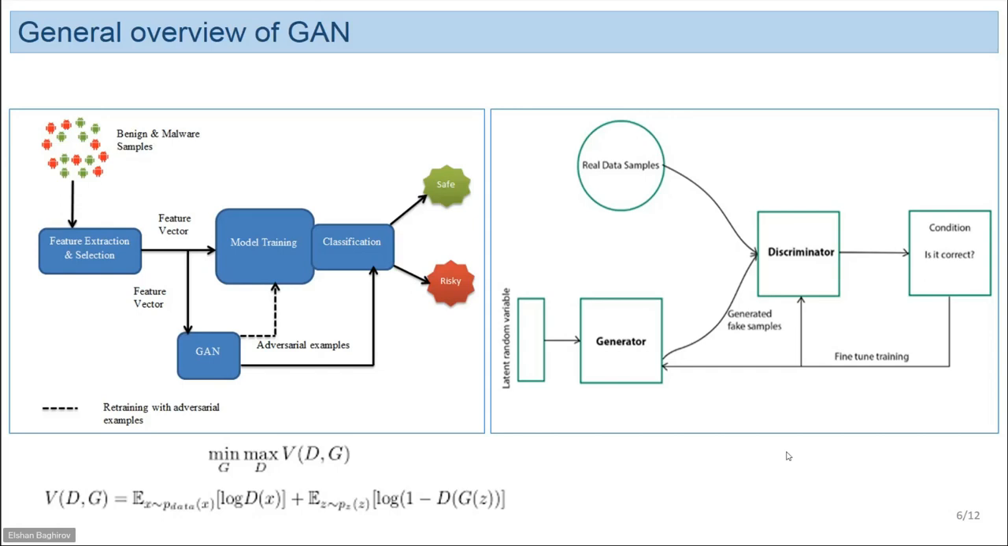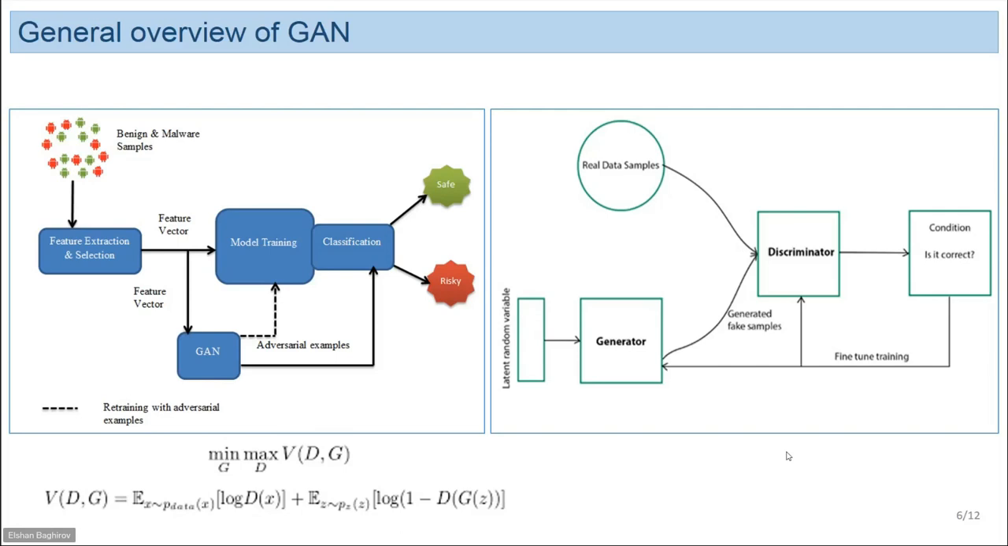Generative adversarial networks are composed of a pair of neural networks known as the generator and discriminator, which undergo training simultaneously through a minimax objective function. You can see the formula of the minimax objective function of this method.